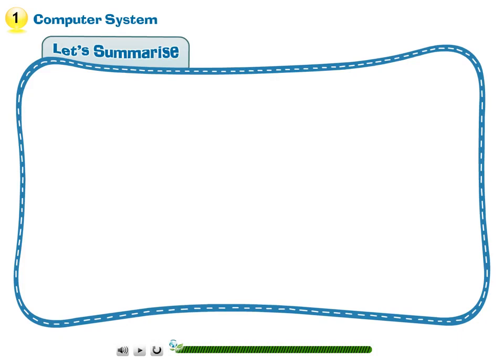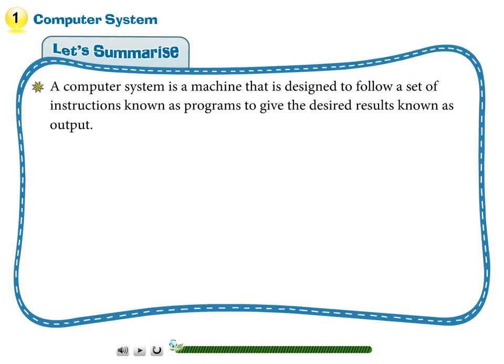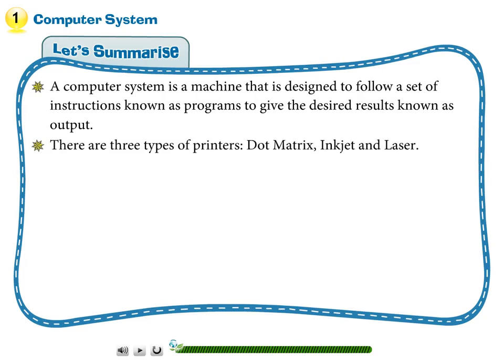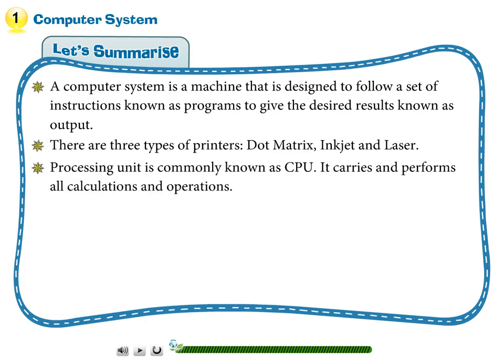Let's summarize. A computer system is a machine that is designed to follow a set of instructions known as programs to give the desired results known as output. There are three types of printers: dot matrix, inkjet, and laser. Processing unit is commonly known as CPU. It carries and performs all calculations and operations. CPU is divided into three parts: ALU, CU, and MU.